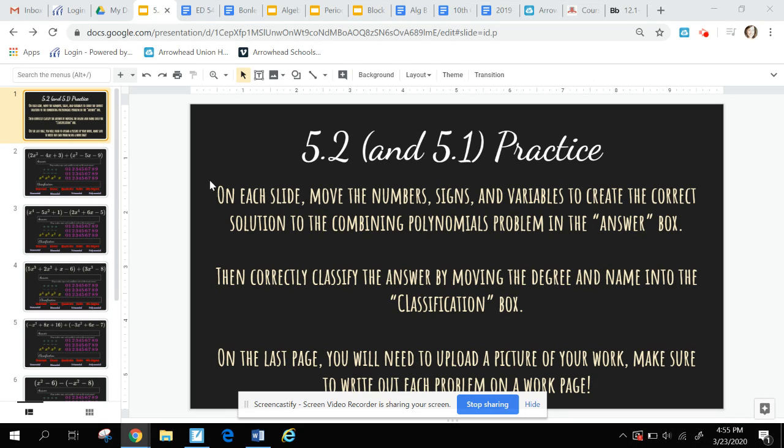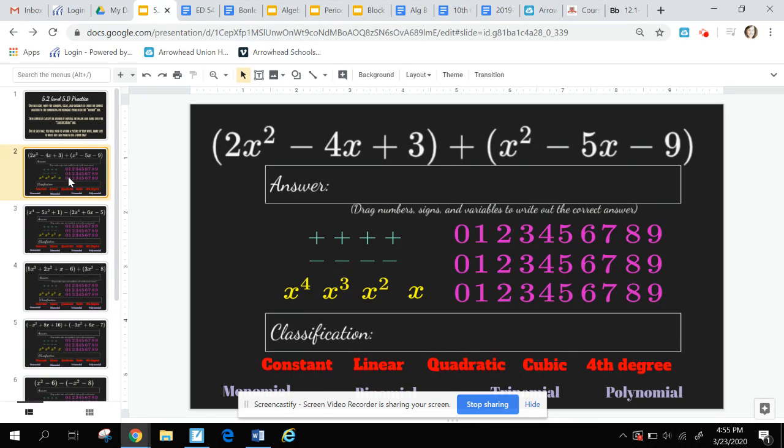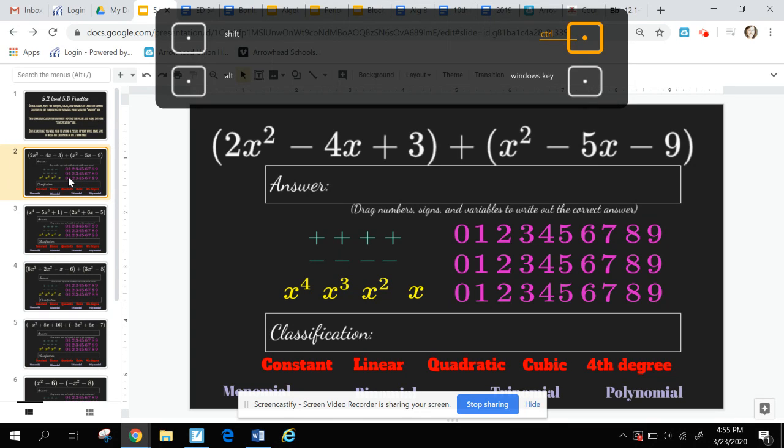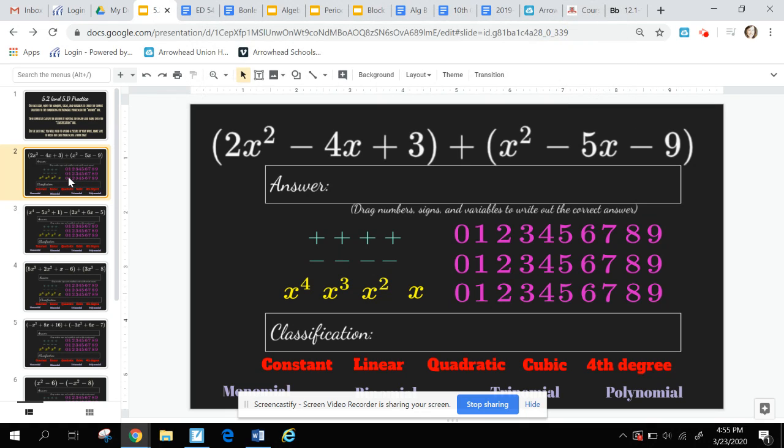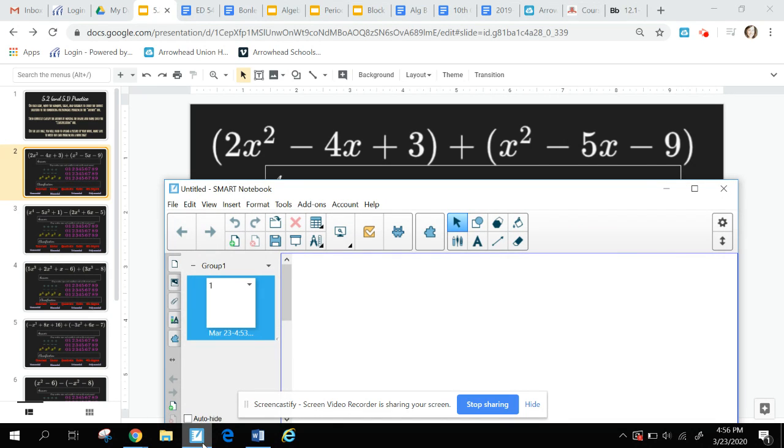So here's an example of what I want you to do. You're going to go to the next page, and it's going to give you some sort of a polynomial addition or subtraction. So here we have an example of an addition problem, and you are going to have to show your work. So I'm going to bring up a little notepad below it so that I can show my work with this. I'm going to click on my marker. So I'm going to write my work out.